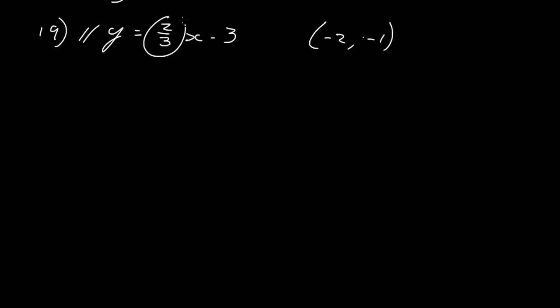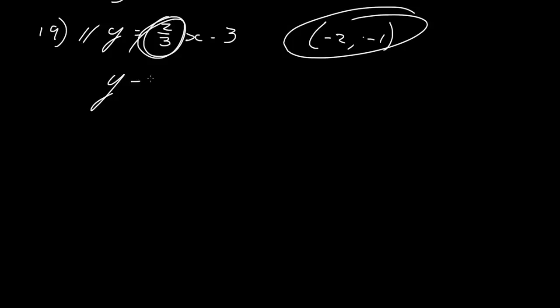Question 19 says, find the equation of a line that is parallel to the line y equals 2 over 3 x minus 3 and passes through the point (-2, -1). Because the lines are parallel, we know the gradient of the line we're trying to calculate, and we also have a point. So once again, we can use point gradient form.